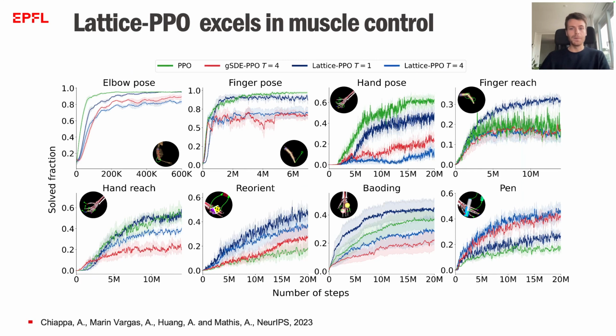When paired with PPO, Lattice yields excellent results in complex control problems involving musculoskeletal models. In particular, in the 3 manipulation environments included in the MyoSuite library, where the state includes more than 100 features, Lattice outperforms all the baselines.